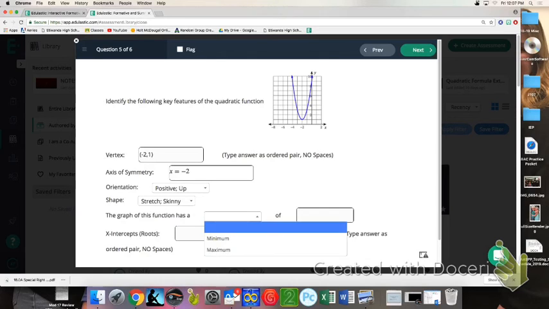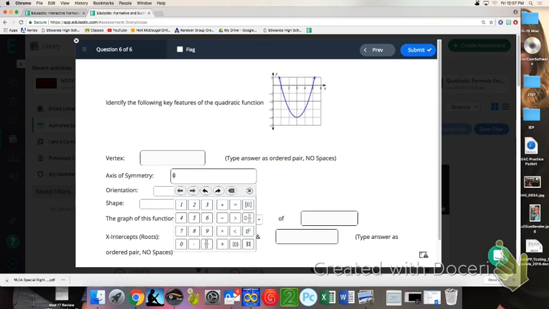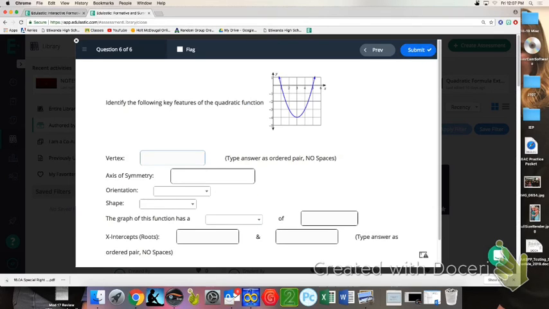Does it have a max or a min? Minimum. What is that minimum value? 1. Does it cross the x-axis? No. So I have none and none. It's pretty easy, isn't it? We're just going to get really, really fluent with this language.